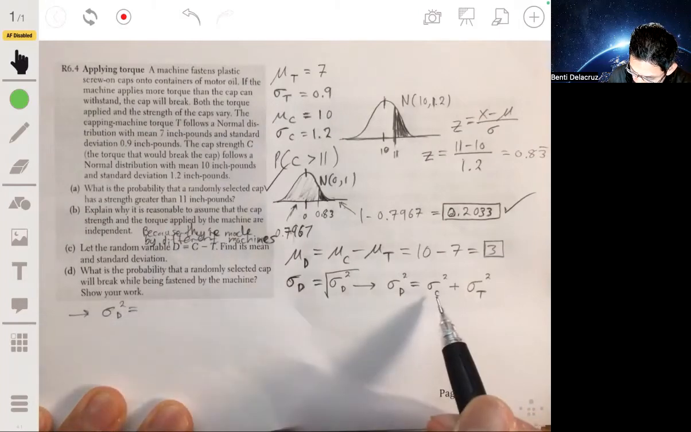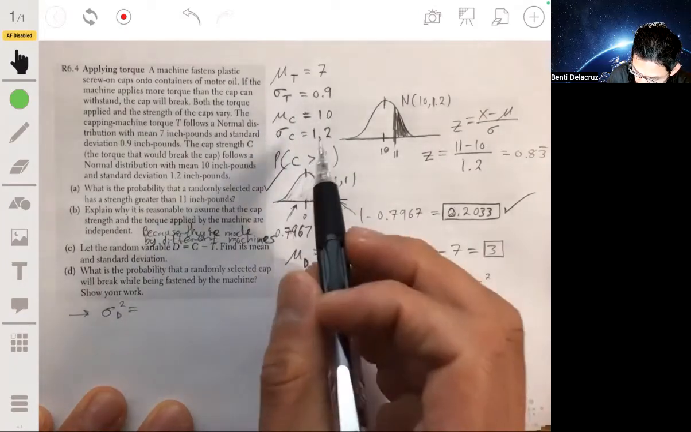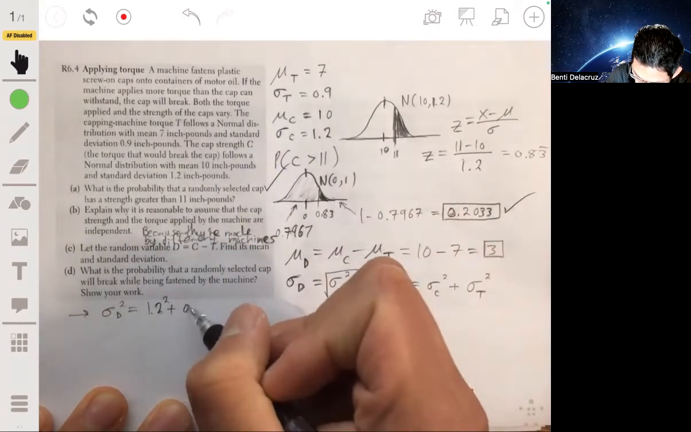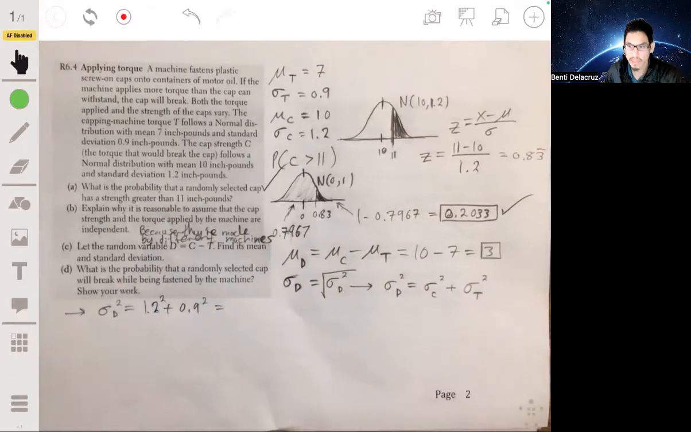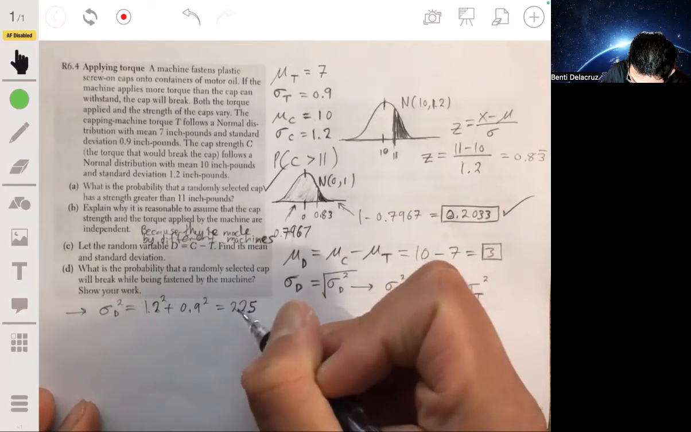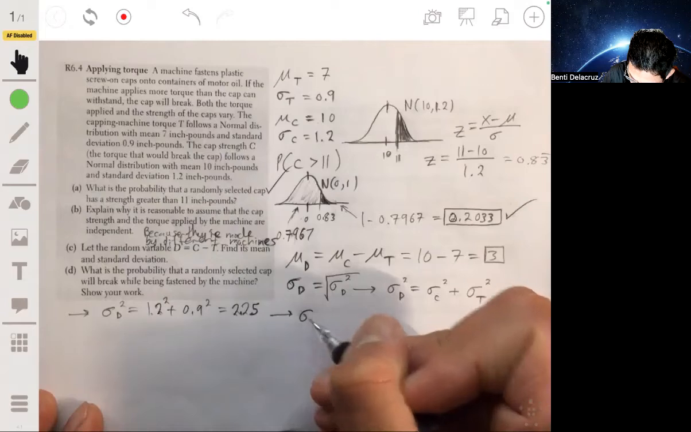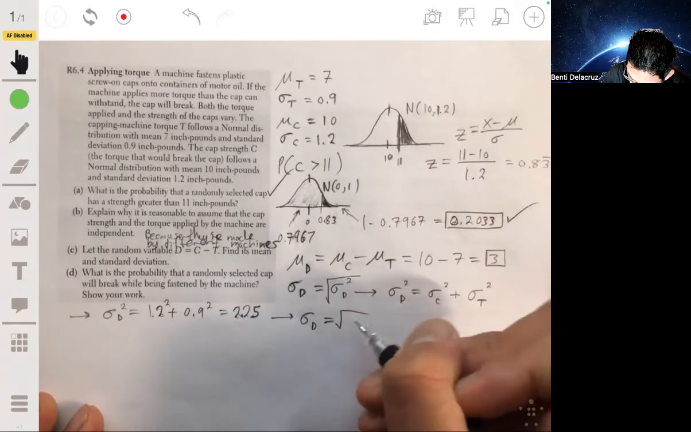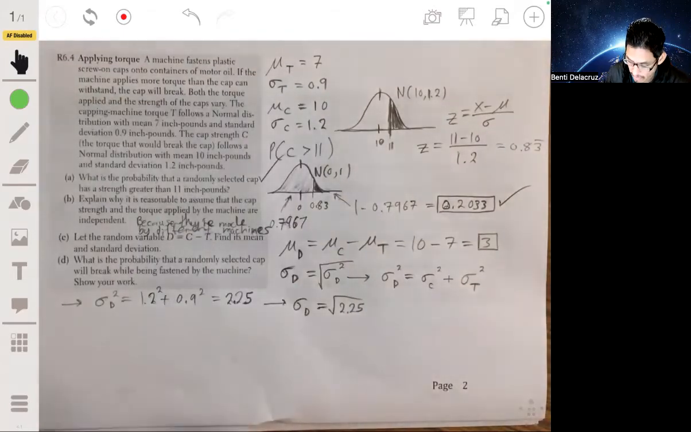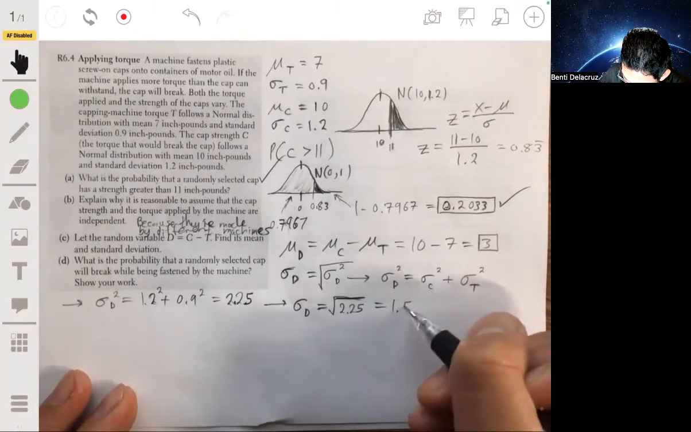The variance of D will be the standard deviation of C squared, which is 1.2 squared, plus the standard deviation of T squared, which is 0.9 squared. We get 2.25. 2.25 is the variance of D. And so the standard deviation of D will be the square root of 2.25, which is 1.5. The standard deviation of D will be 1.5.